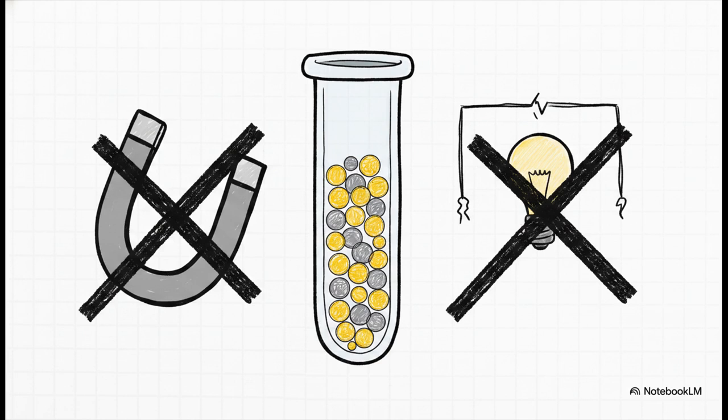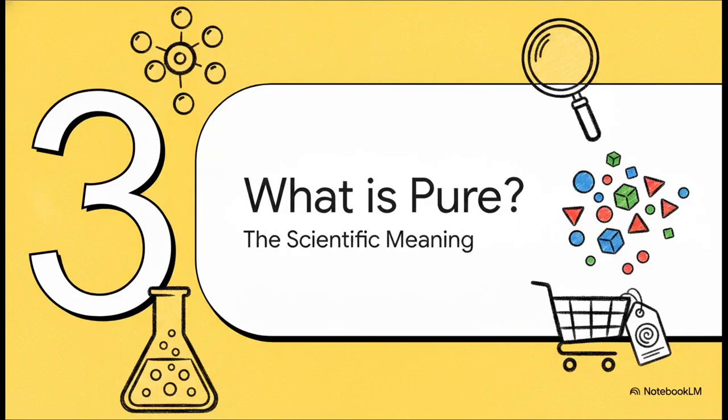The iron can't be separated anymore. This proves without a doubt that the original elements have lost their original properties to create something totally new. The iron sulfide isn't magnetic, and it doesn't conduct electricity. It is a genuine compound. Let's move to Section 3, the scientific meaning of pure.